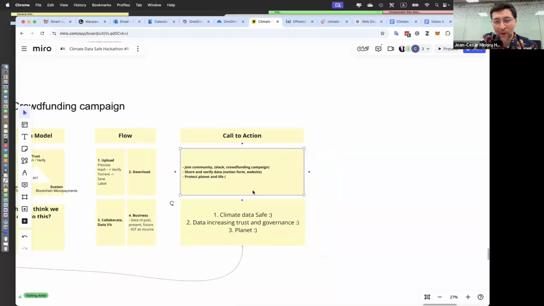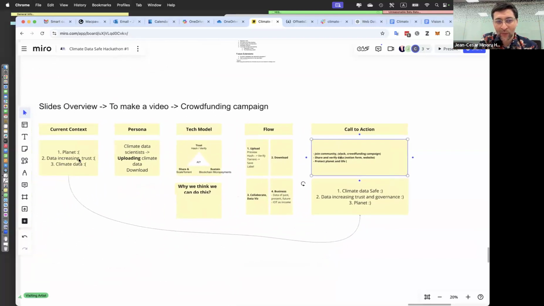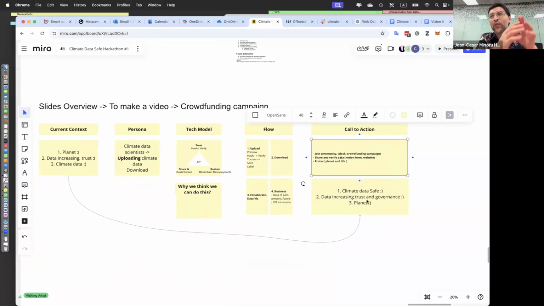And so to wrap up, to close the idea, the planet is going to be happier. We're going to increase the trust in the data and improve the governance. And by saving climate data, we're going to increase the trust and hence save the planet. So we sort of close the loop.